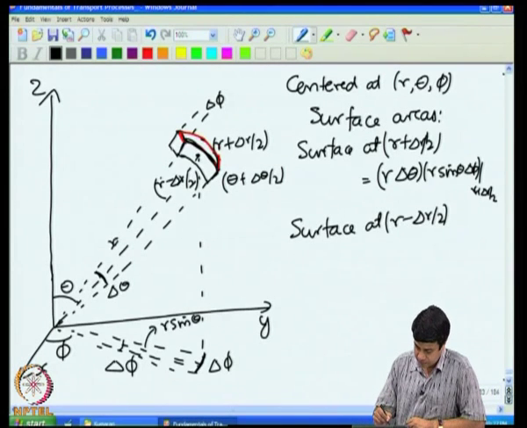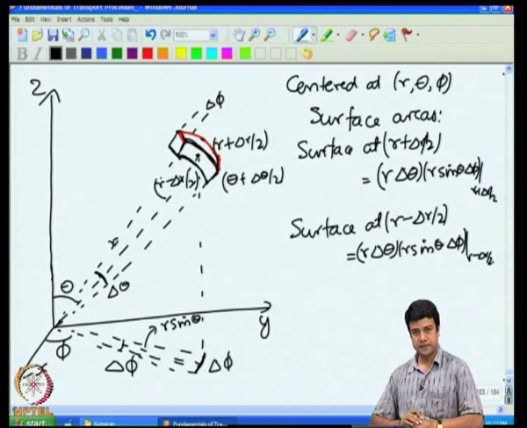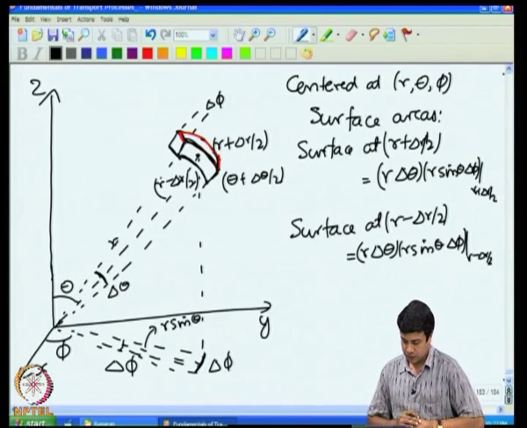That is this surface. This is going to be in a similar manner r delta theta times r sin theta delta phi at r minus delta r by 2. Okay. So, those are the top and bottom surfaces at r minus delta r by 2 and r plus delta r by 2.